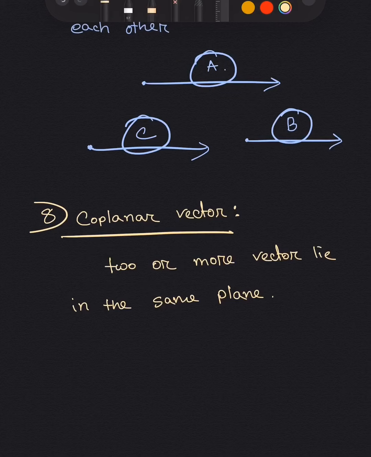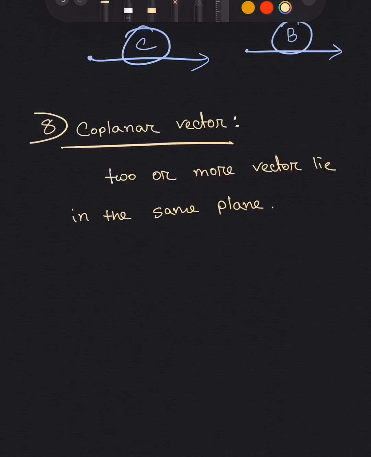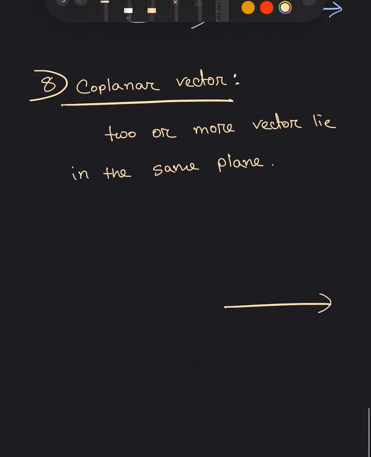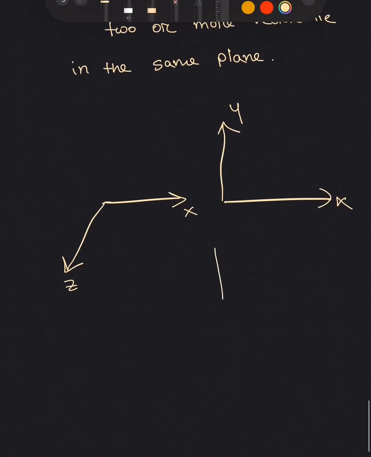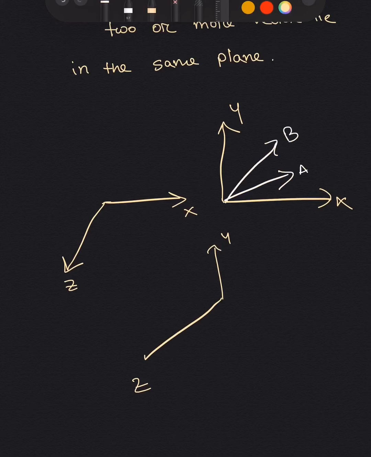When two or more vectors lie in the same plane, then they are called coplanar vectors. Suppose my screen or your device's screen, both of the screens are two-dimensional. And we know two dimensions form a plane, that is xy or xz or yz. When two or more vectors lie in the same plane, that is A vector and B vector, they lie on the same plane, so they are called coplanar.